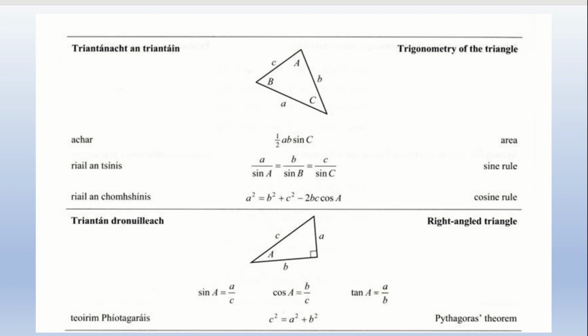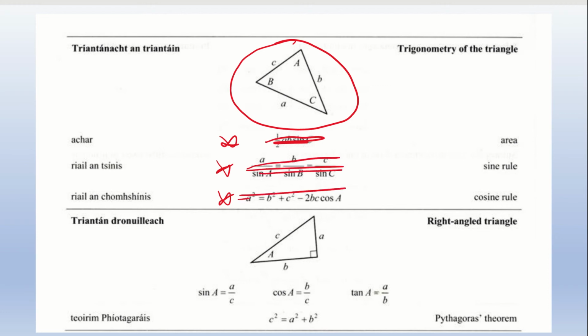Okay, so if you look at page 16 of your log tables, this is what you have here. In the top half of the page, you'll notice that the diagram they're using is this triangle here. You'll notice that you're not told any of the angles in that triangle. You're not told that any of those are right angled triangles. So in regards to your exams, your three formulas up here are for non-right angle triangles, but these three formulas don't come up on your Junior Cert course. These are Leaving Cert formulas, so we're not going to worry about that or that.